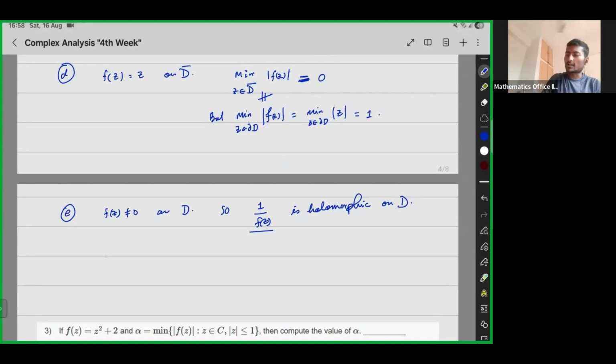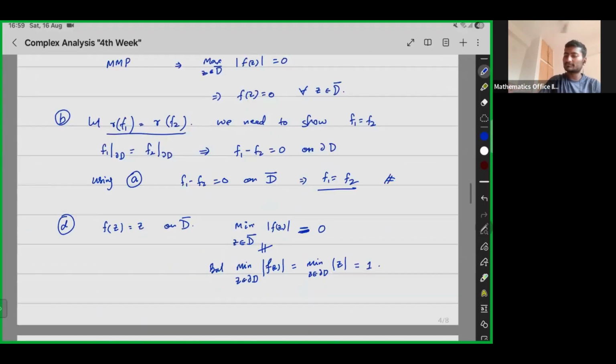So the proof is like this. Because it is holomorphic, we take the maximum of modulus of 1 by f(z) for z belonging to D bar, which is equal to the maximum for z belonging to del D, not D bar, of 1 by mod of f(z). These two are equal, but this implies the minimum of mod of f(z) for z belonging to D bar and the minimum for z belonging to del D of mod f(z) are equal. This is the proof. The last option is correct.